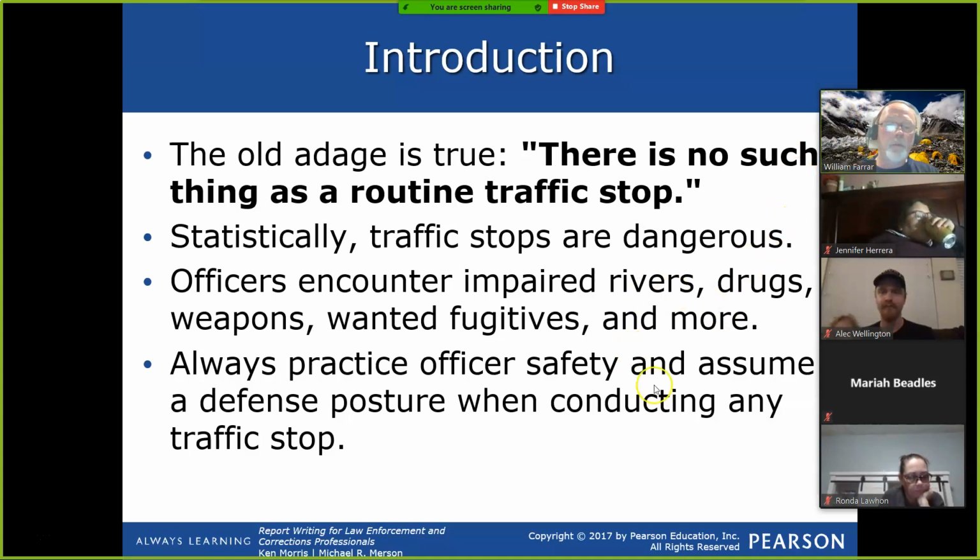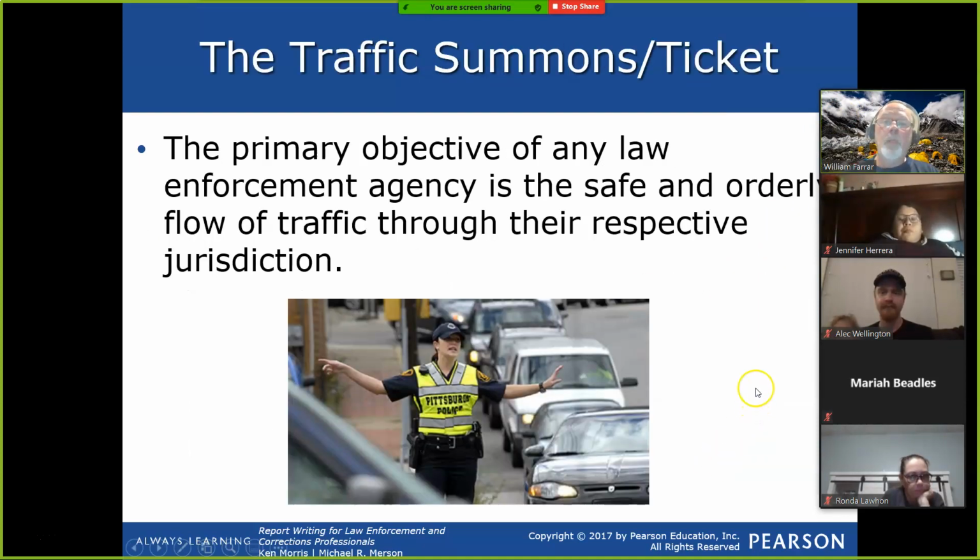All right, let's see here. I clicked on that. Okay, so the primary objective for any law enforcement agency working traffic, to write a ticket, to work traffic as we call it, is the safe and orderly flow of traffic through their jurisdiction. So when you're working traffic, you're not there to get people. You're there to make sure that the area is safe, and you're going to render that area safe through some type of enforcement or warnings.